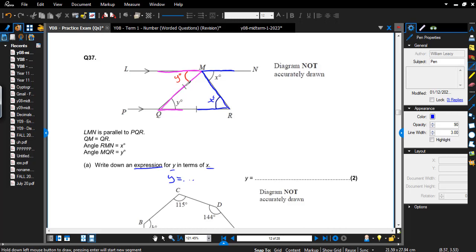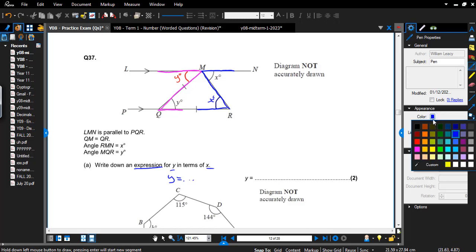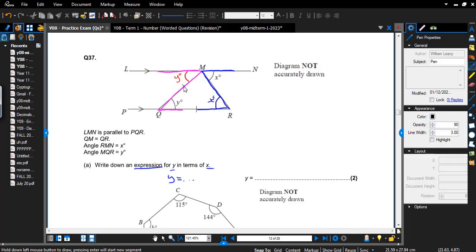Well, what do we see straight away? Look at that line. What do those two lines mean? That means that it's an isosceles triangle. Right? That's an isosceles triangle. So what does that mean? That means that this, if that's X, this also has to be X.